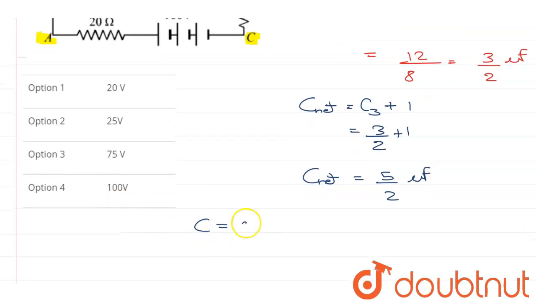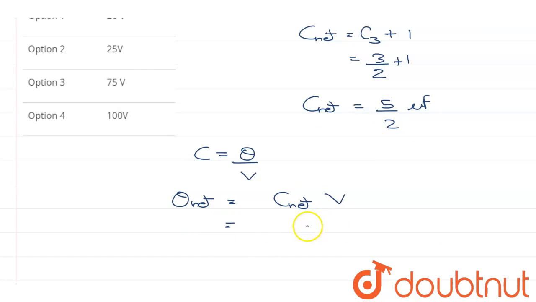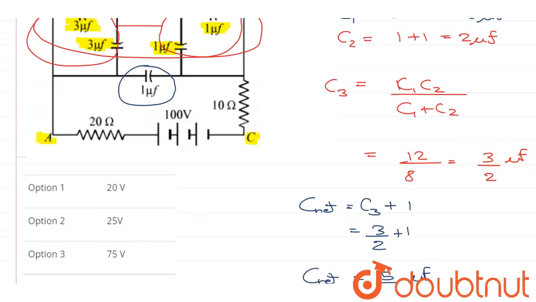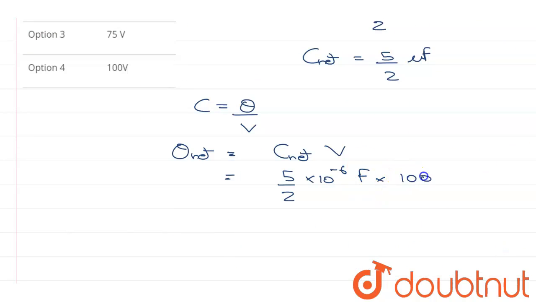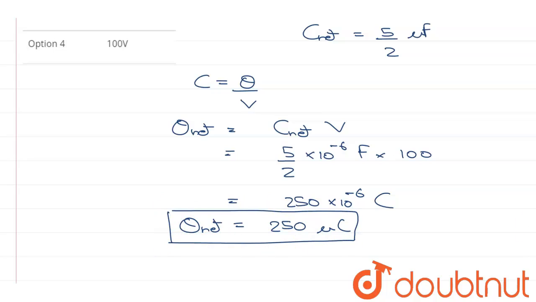Now we know that C is equal to Q by V, which means Q net in the circuit is equal to the net capacitance of the circuit multiplied by the voltage applied. C net we just figured out is 5 by 2 microfarad, that is 5 by 2 into 10 raised to the power minus 6 farad, multiplied by the potential difference, which is given as 100 volts. Multiplied by 100, that gives us 250 into 10 raised to the power minus 6 coulomb, which means 250 microcoulombs. So the net charge in the circuit is 250 microcoulombs.